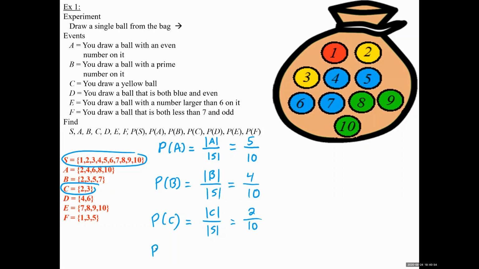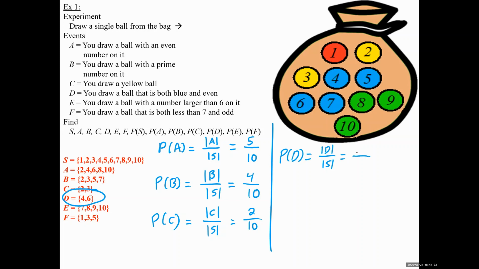Go to probability of D. Actually, I guess I have room, I could do it over here. Probability of D. One more time, fraction line. What goes on top? Absolute value of D. Bottom? Absolute value of S. Now, here's D. What's absolute value of D? 2. Yes. Absolute value of S? 10. Yeah. Okay, let's go to the next one.